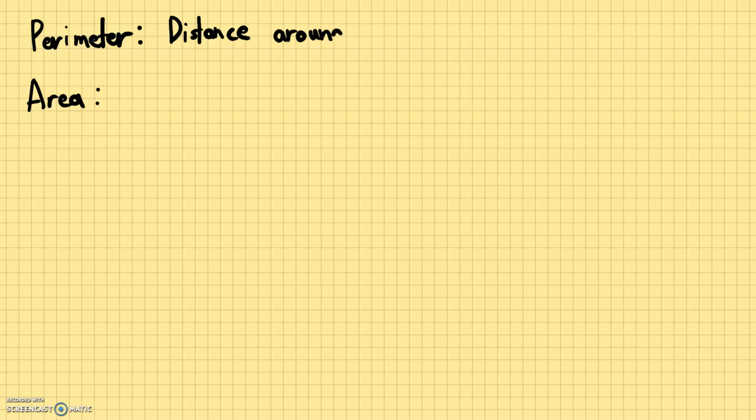Okay, a lot of you are confused between perimeter and area. So I'm hoping that this video will straighten that out. By perimeter, we mean the distance, or to be more precise, the shortest distance around a shape.